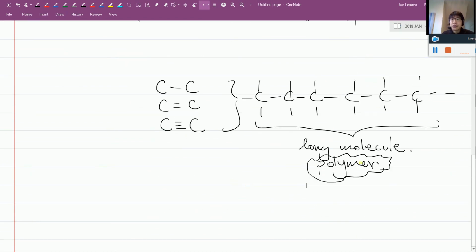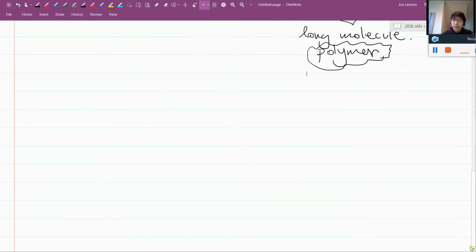Let's move on to one particular group that we study a lot in carbon chemistry. We call them hydrocarbons, or hydrogen carbon. Hydrocarbon, hydrogen carbon.